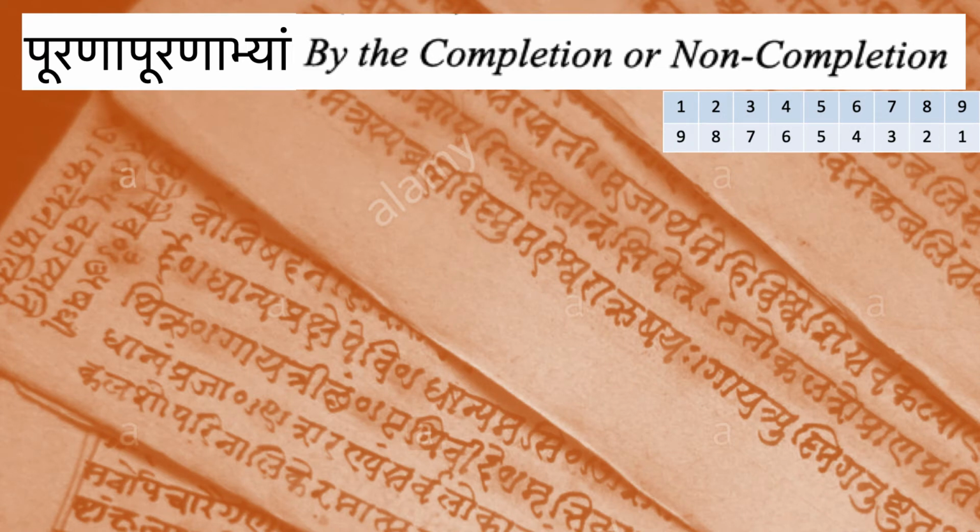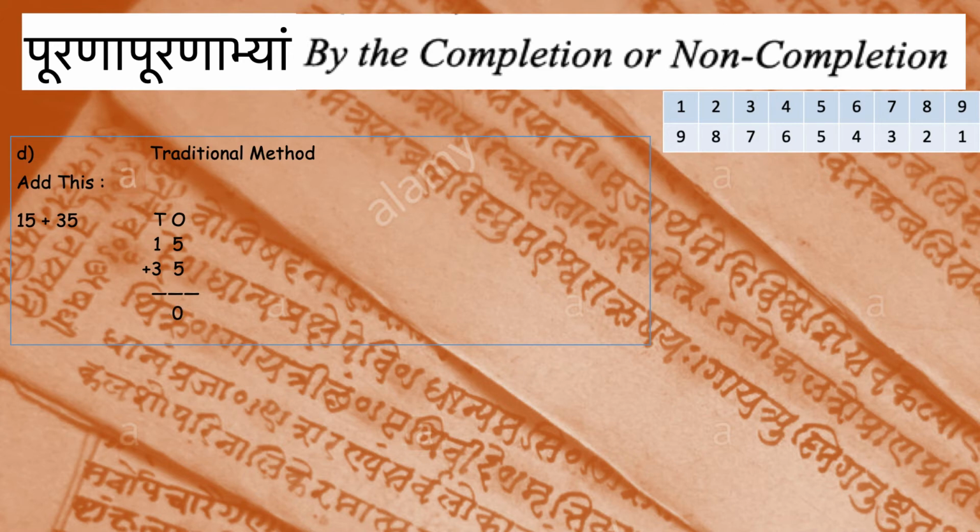Now let's increase the complexity. Let's try adding 15 and 35. So traditionally, how do we do this? Traditionally, we add the ones: 5 and a 5 makes it a 10. We put a 0 in the units place, then we carry over the 1, then we add the carryover plus the tens places. We get the answer 50. 1 plus 1 plus 3 makes it a 5, right?